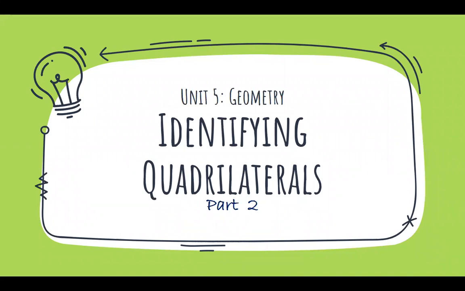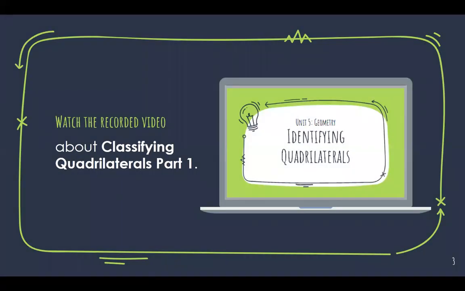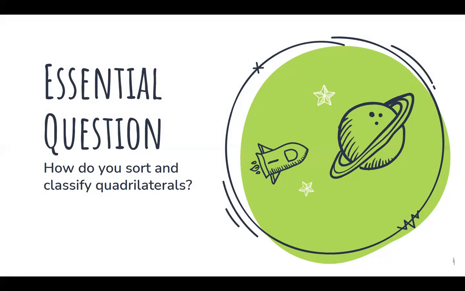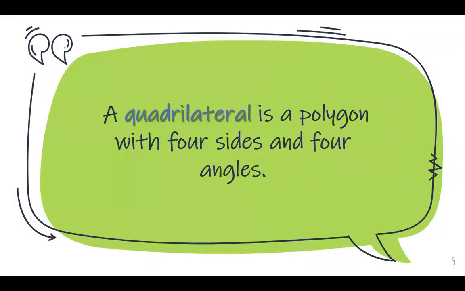This is a continuation of our lesson last time all about trapezoids and parallelograms. So, if you haven't watched the video yet, please do so as this is a continuation of that first video about quadrilaterals. Just to recap, in this lesson, we should be able to answer this essential question: How do you sort and classify quadrilaterals? And based on our previous lesson, a quadrilateral is a polygon with 4 sides and 4 angles.